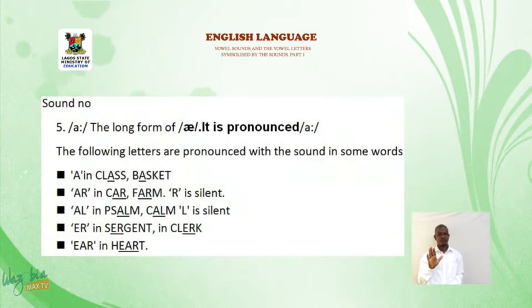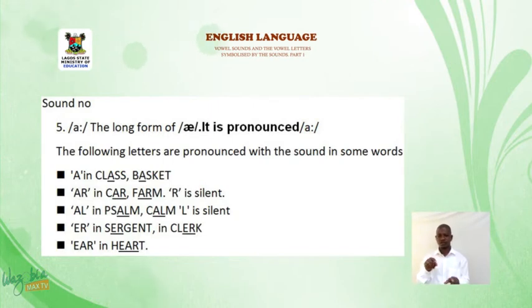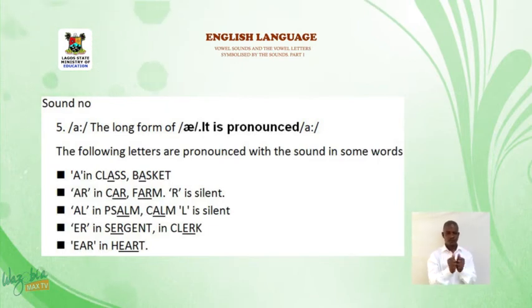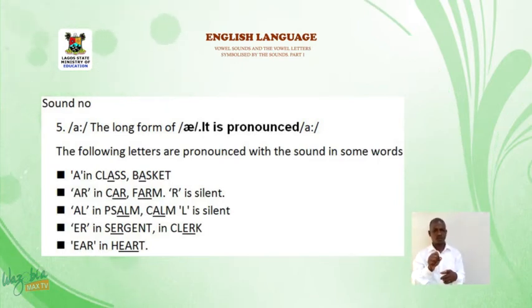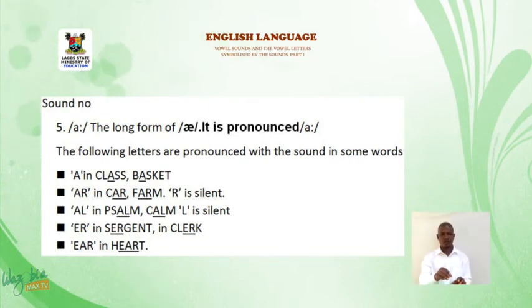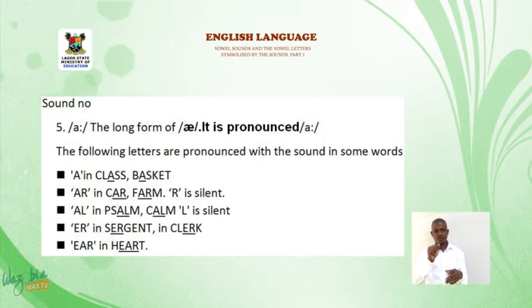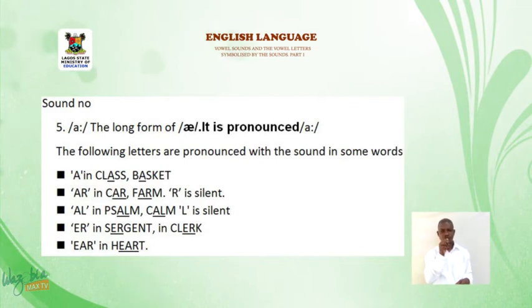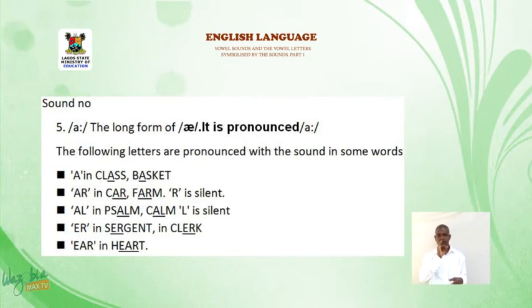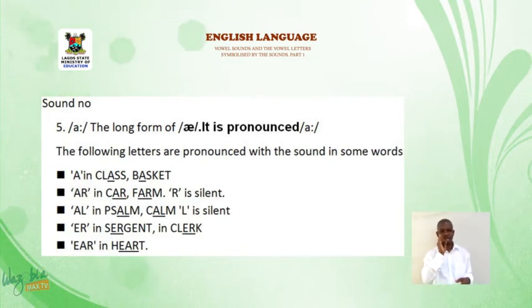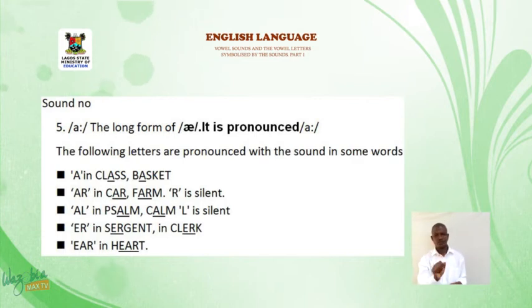Sound number 5, the long form of ah. It is pronounced ah. The following letters are pronounced with the sound in some words. A in class, basket. A-R in car, farm. R is silent. A-L in psalm, calm. L is silent. E-R in sergeant, clerk. E-A-R in heart.